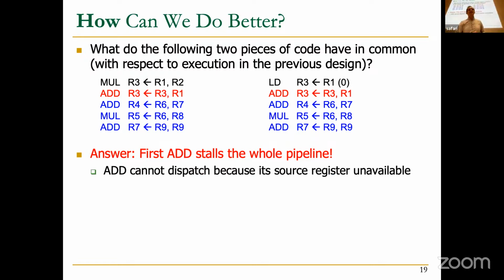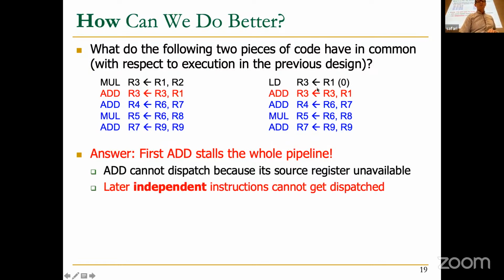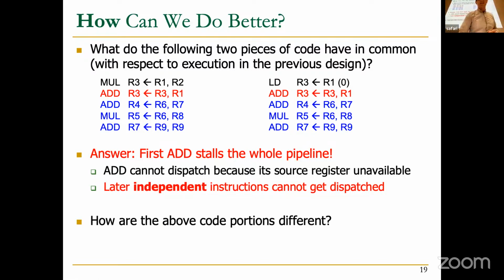So basically, add cannot dispatch because its source register is unavailable because it's dependent on the multiply or the load. But later instructions also cannot get dispatched. Basically, these poor blue instructions have nothing to do. They're not waiting for the result of the add or the multiply, but unfortunately, they cannot get dispatched because there's nowhere to put them, let's say, or nowhere to put the add. So we're going to fix that problem, basically.